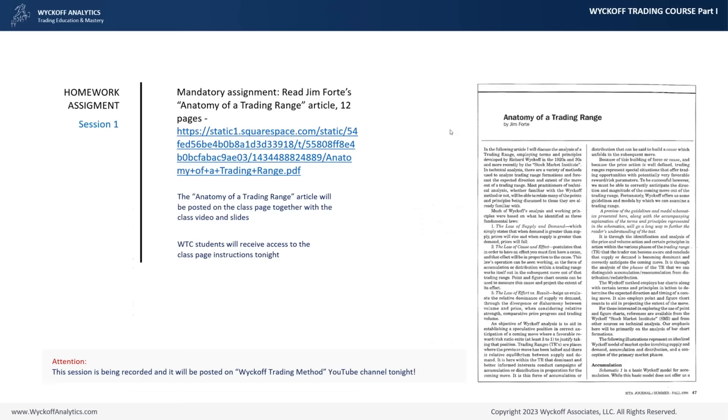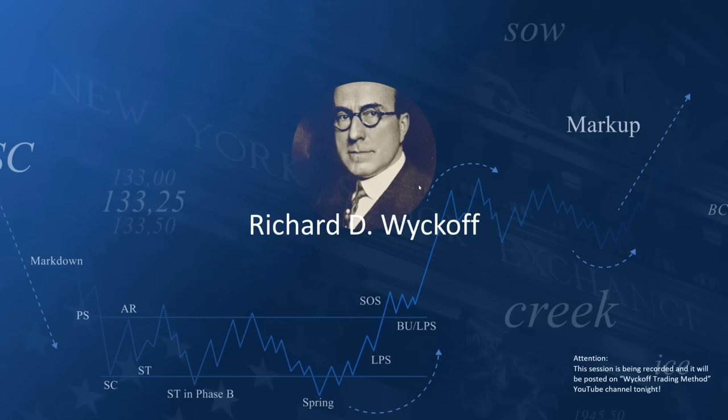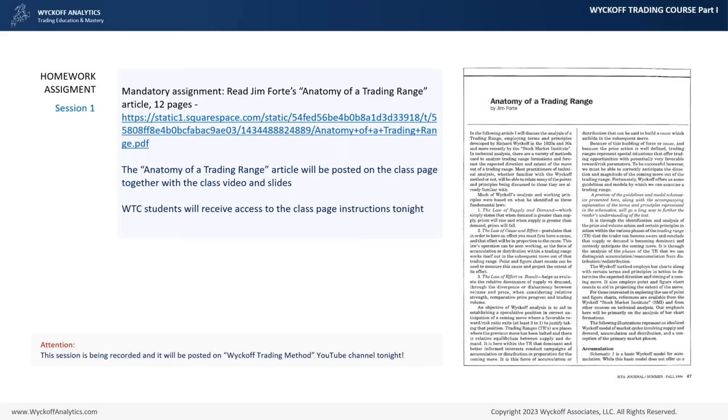And then again, for those of you who are students in this class, and for somebody who is going to sign up for this class today or in the next couple of days, your home assignment is going to be to read Jim Forte's Anatomy of a Trading Range. It's 12 pages, so please take some time. I would print it out, take a pen or pencil, and as I read, highlight certain things and make some notes. If you have any questions, email me and just ask those questions. And if we have time, we will discuss that. Also, make sure that you go through the exam, and that you also fill out the questionnaire for the course.